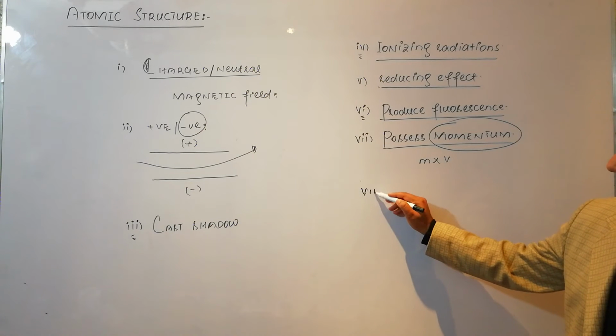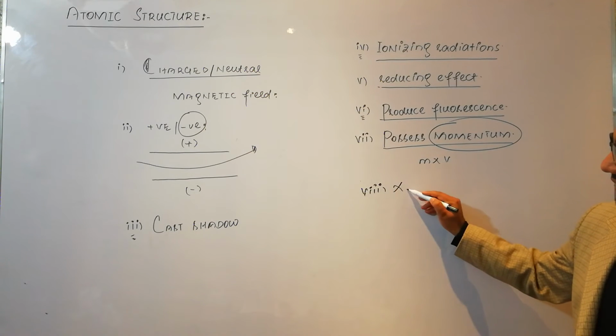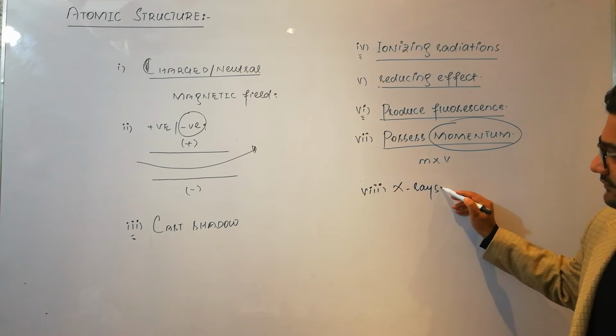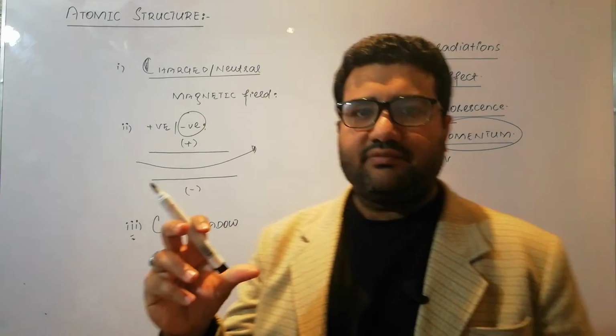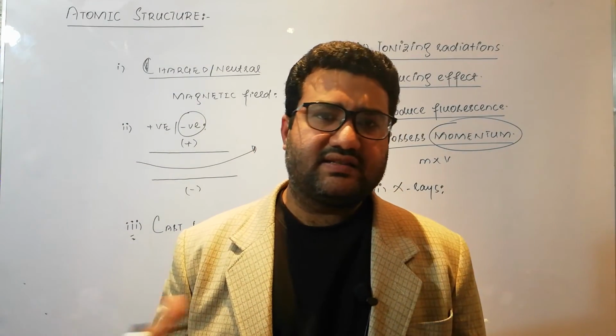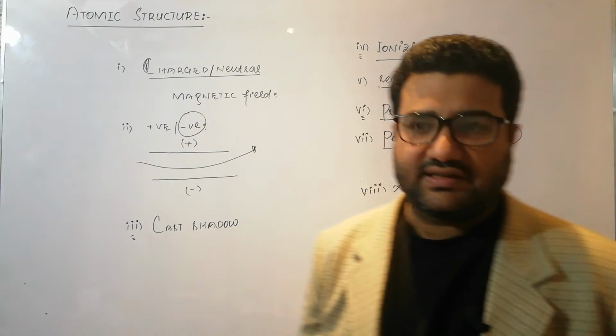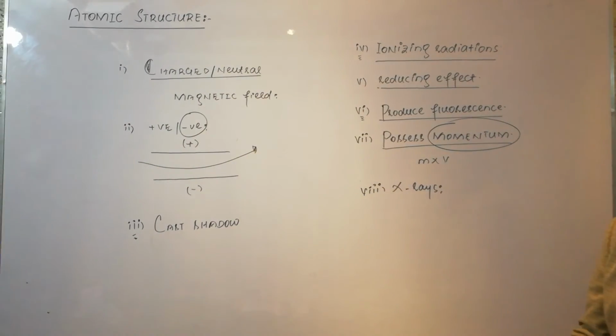Eighth, cathode rays, when they strike a heavy target metal, also produce the X-rays, and this will be discussed in the topic of X-rays, inshallah.